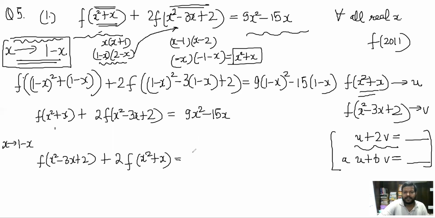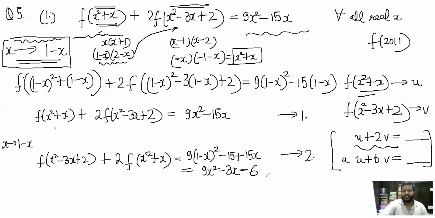So this becomes 9 times (1 minus x) whole square minus 15 times (1 minus x). So minus 15 plus 15x. So that is 9x square will come. Minus 2x becomes minus 18x. So minus 3x plus 1 plus 9. So this is becoming 9x square minus 3x minus 6, right? Great. So you have one equation, this one, and the second equation is this one.